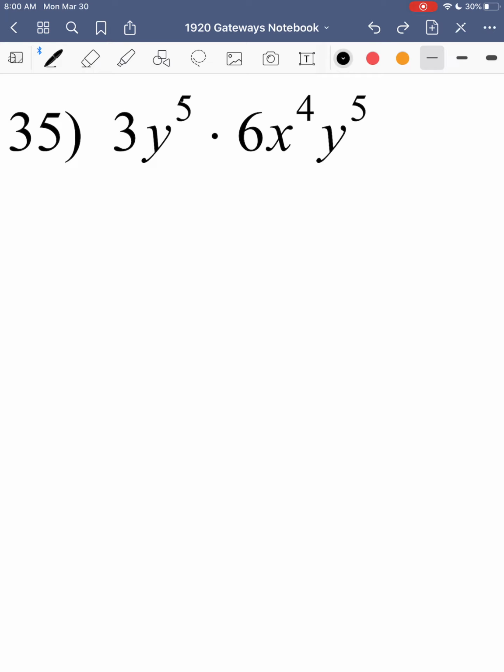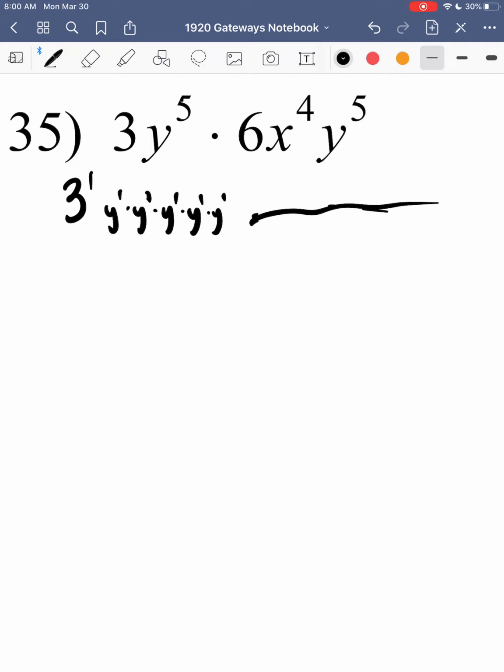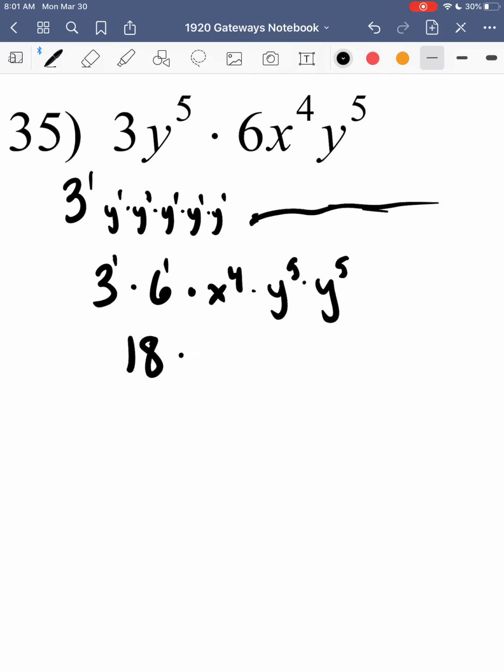So we can do what I did before, where it's 3 to the first times y to the first times y to the first times y to the first times y to the first, blah, blah, blah. But that takes a long time. So we could rearrange again, 3 to the first times 6 to the first times x to the fourth times y to the fifth times y to the fifth. We could do that. And remember, we'd have 18 times x to the fourth.